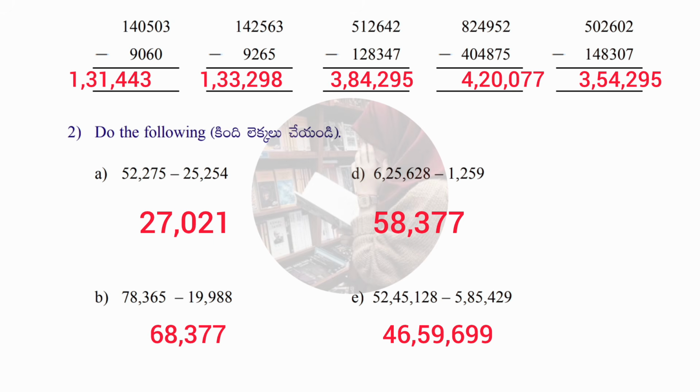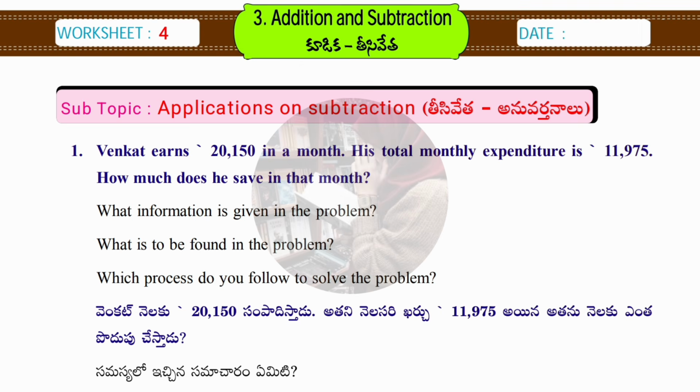Now we'll move to the next worksheet, that is worksheet number 4. Here the subtopic is applications on subtraction. Let's see, some questions are given. We'll need to solve it. Okay, let's see. Venkat earns 20,150 in a month. His total monthly expenditure is 11,975. How much does he save in that month?